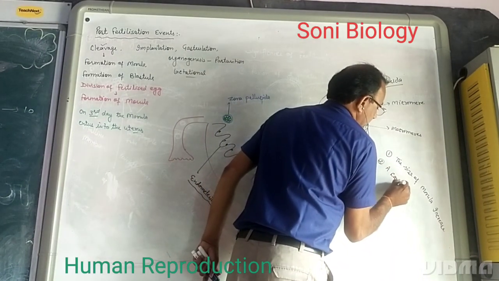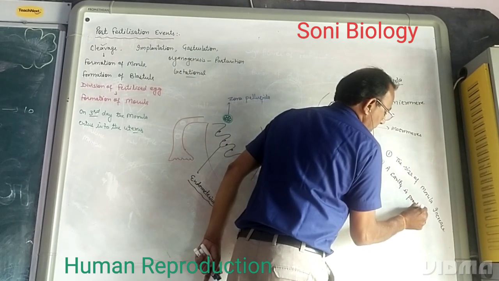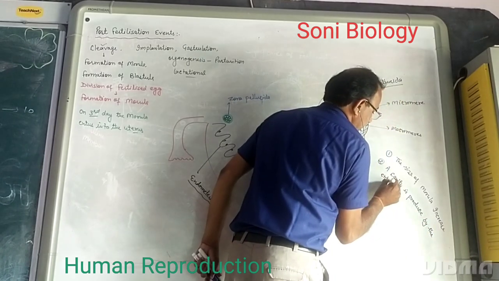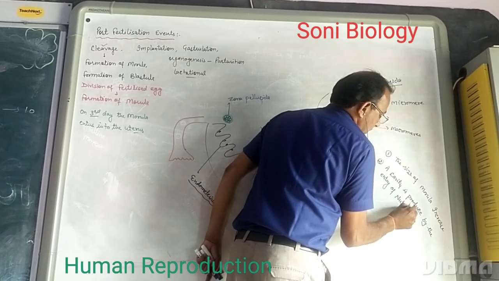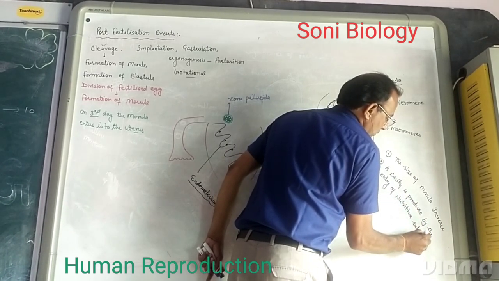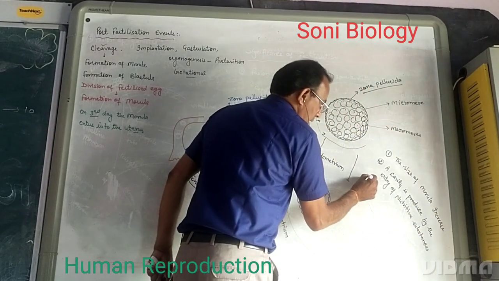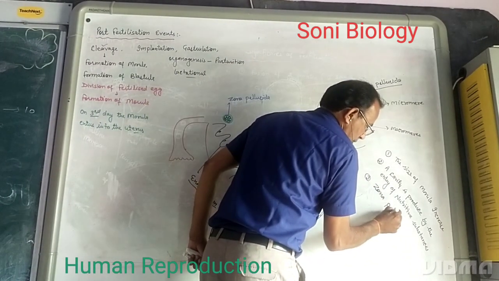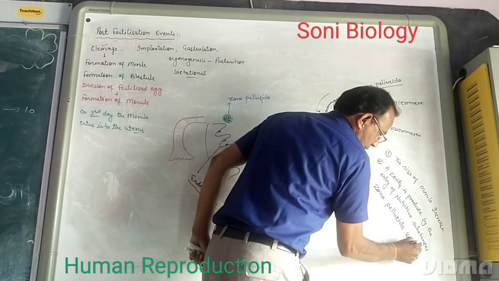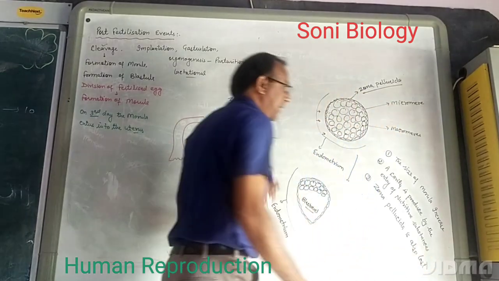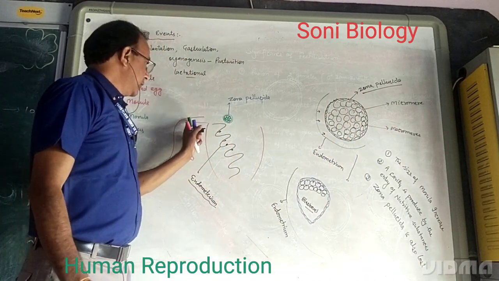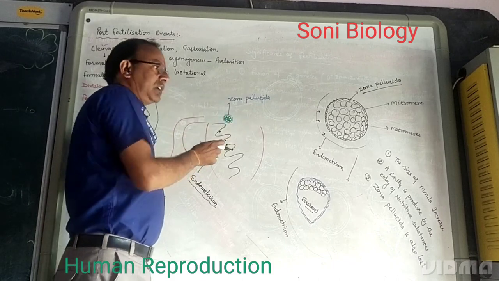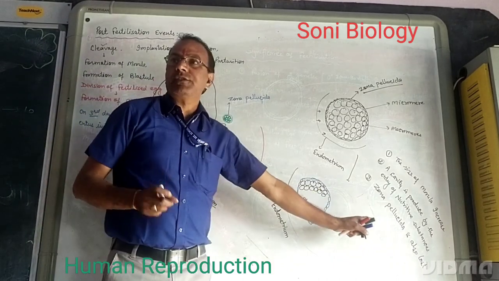A cavity is produced by the entry of nutritive substances. Third one, zona pellucida is lost. Zona pellucida is also lost. First, corona radiata is lost in the fallopian tube. As the morula enters from the fallopian tube to the uterus, corona radiata is lost. As this comes closer to the endometrium, zona pellucida is also lost.